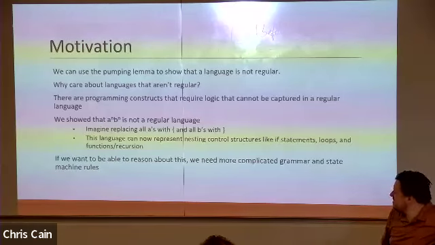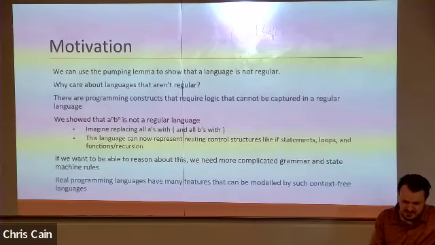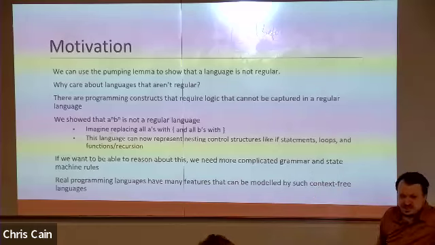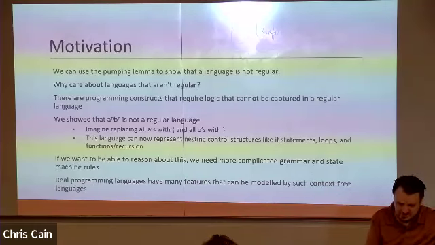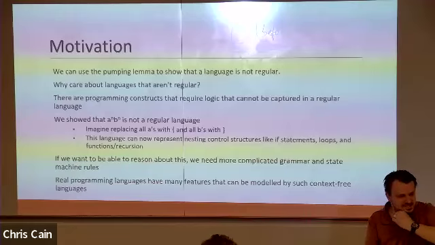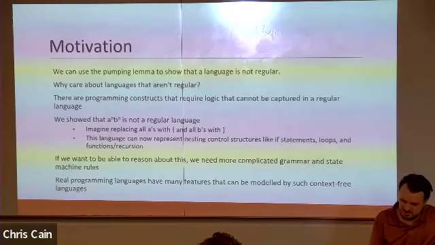So if we want to be able to reason about it, we need to be able to construct a more complicated grammar than a regular grammar and a more complicated state machine than a finite state machine. So there are many features that are modeled by such languages. A context-free language can represent this structure. So let's dive into exactly what this class of language looks like, because it is much more applicable to programming language construction and the construction of compilers that need to be able to parse a particular programming language.